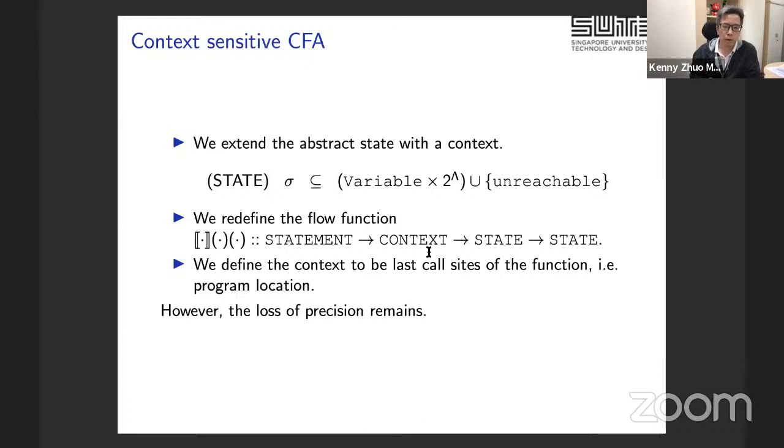Okay, we also try to play with context-sensitive control flow analysis, and try to tune the context. We try the context with, let's say, the call string with fixed size, and we define the context with the last call sites of the functions. And then we try the same strategy, and we find that actually the precision is still not good. It's still losing some precision.